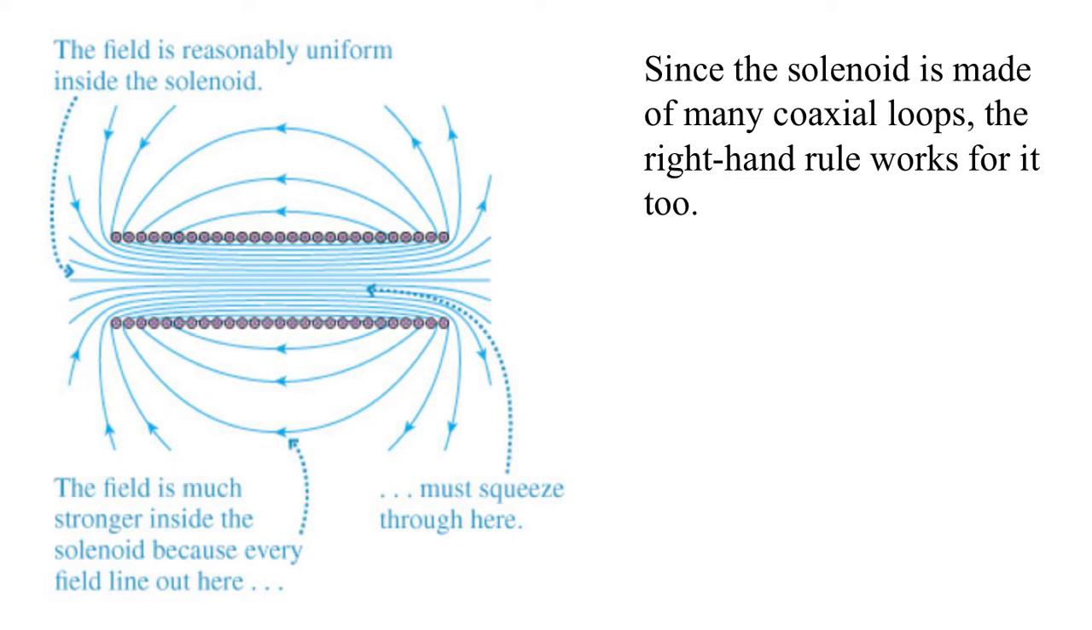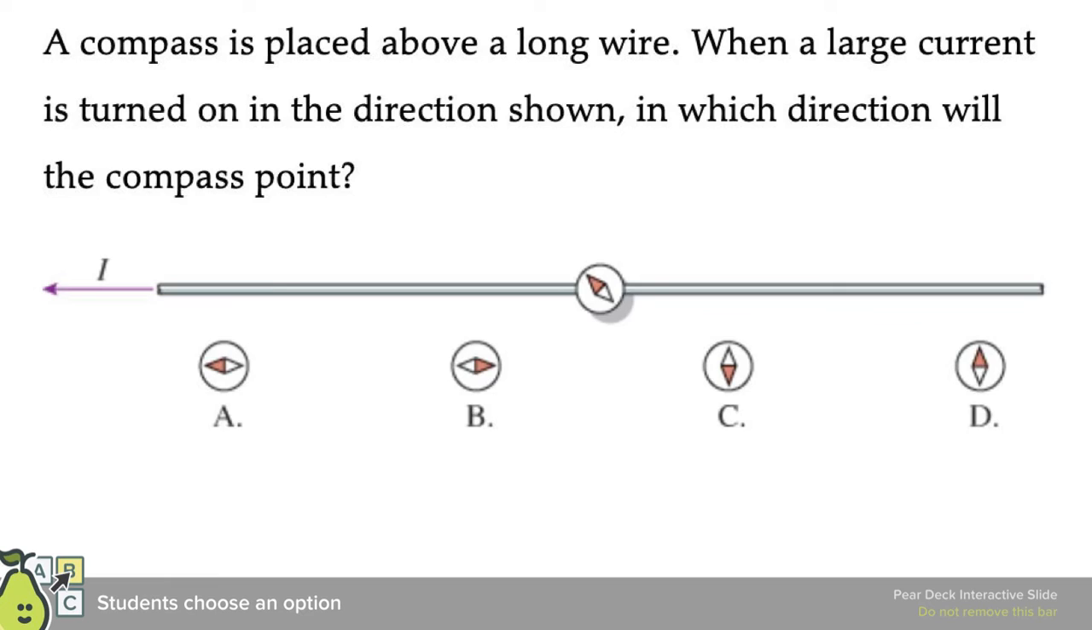Since the solenoid is made of many coaxial loops, the right-hand rule works for it as well, as you'd expect. But notice that the field is much stronger inside the solenoid, because every field line that's outside must squeeze together to get in here so it can close, right? Because all field lines are closed.